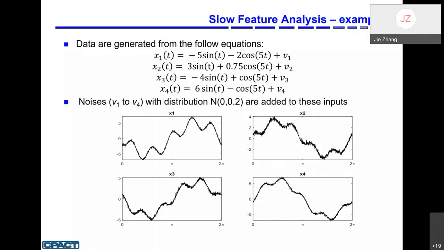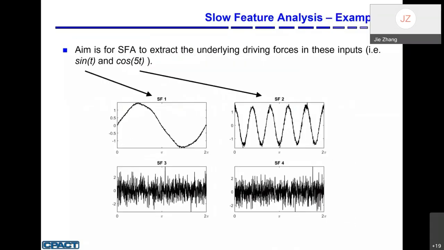We apply slow feature analysis. After applying it, we have the first slow feature, which is the slowest varying feature. You can see it is roughly sine t, so that is the first driving force. The second slow feature, given by this plot, is roughly cosine 5t. So the first and second slow features can represent the driving forces within your signal.